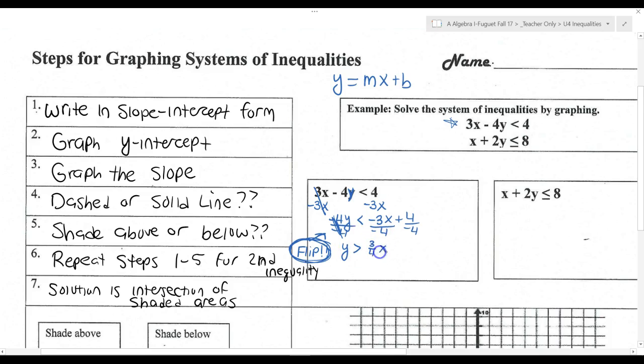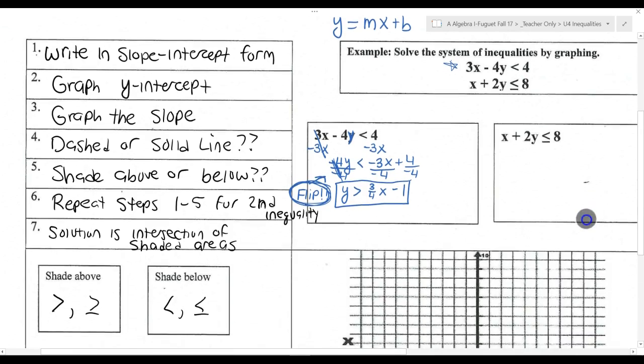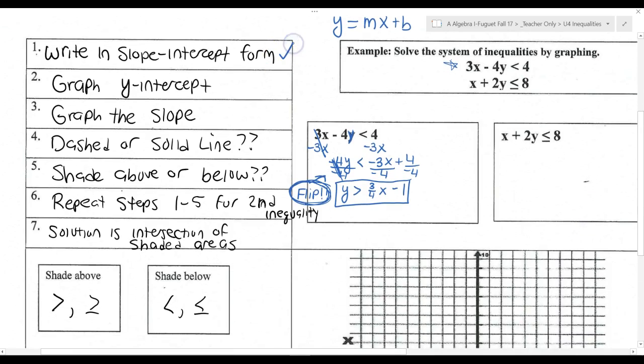You can see prior videos or classes where I'll explain why that actually happens. And so what we end up with here is not 4. 4 divided by negative 4 is actually negative 1. And so we have y is greater than 3/4 x minus 1. So step 1 is finished.